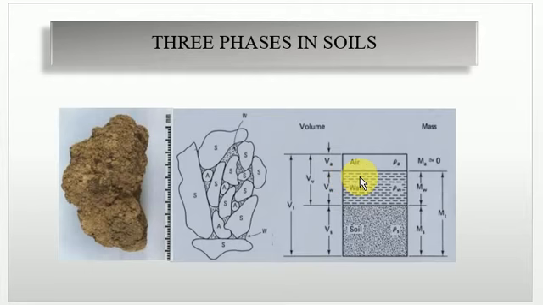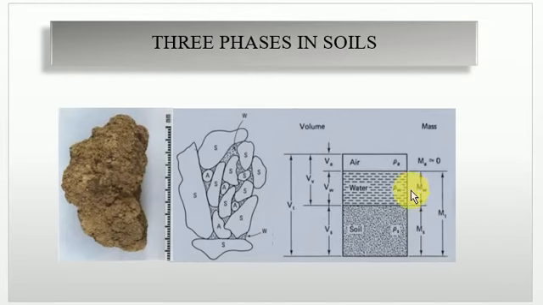Here air content and water content are considered as the volume of voids. Why? Because in the soil mass it will be stored in the voids, either it is air or water, so we can consider it as Vv. So the total volume is considered as VT, V for volume and T for total, so it is the total volume.